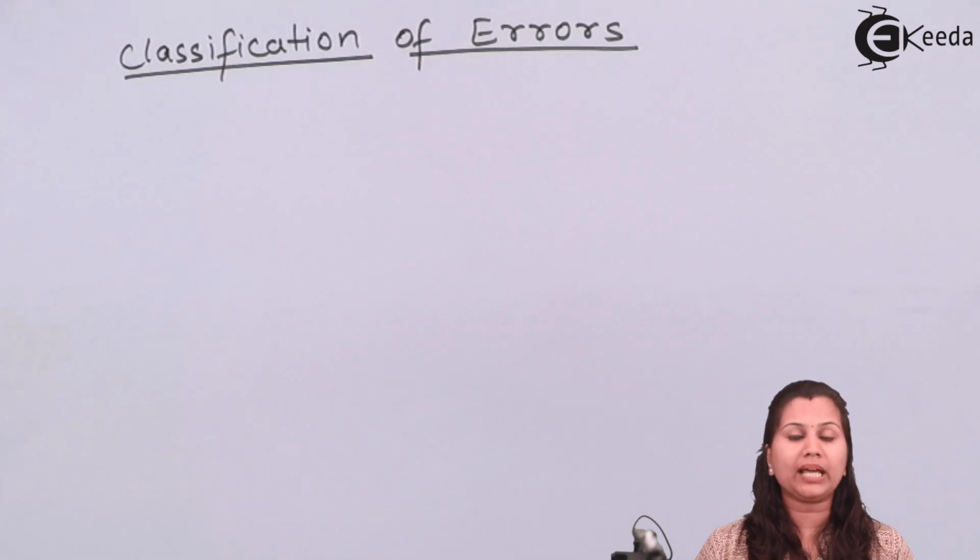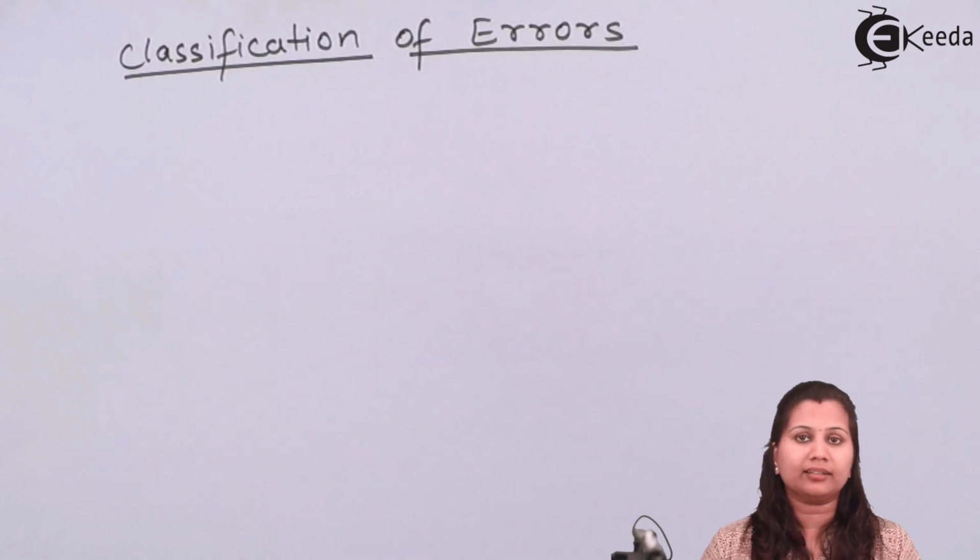Now, whenever we are doing any type of measurement, the result of that measurement is always affected by errors. So it is very important to study the ways in which the errors can be introduced in the measurement, because if we know the reason due to which the error is occurring, we can apply some remedies to eliminate that error. So in this video, we are studying the classification of the errors, that is, the ways in which the errors can be classified, or the ways due to which the error can occur in the instruments.